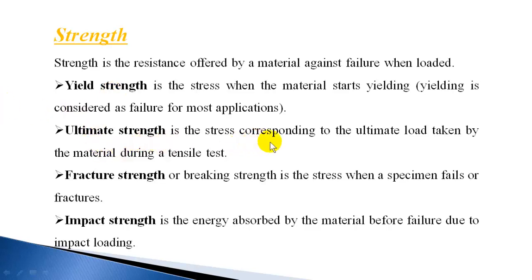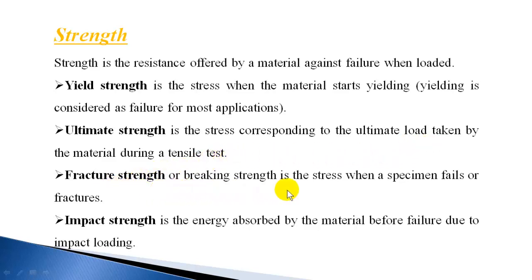Ultimate strength is the stress corresponding to the ultimate load. There is a maximum stress that can be encountered during a tensile test. So ultimate strength is the maximum stress or maximum load a material can withstand during a tensile test. Ultimate strength is the stress corresponding to the ultimate load during the tensile test.